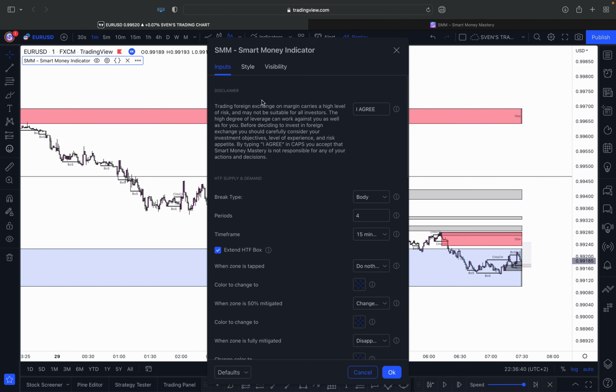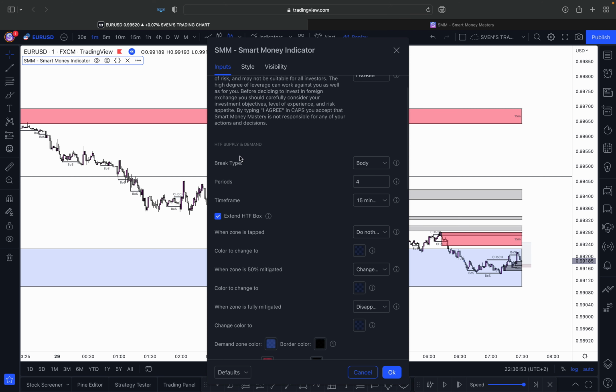So, first of all, we have the disclaimer over here that will pop up once you open the indicator. First, you have to write down I agree in capital letters, otherwise, the indicator won't work. So, let's move on to the first official setting of our indicator.